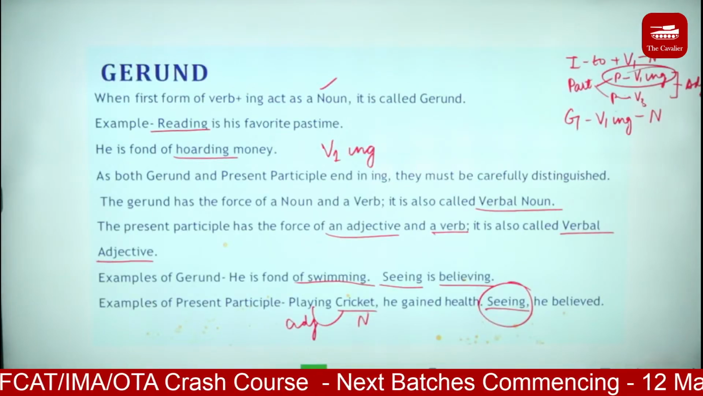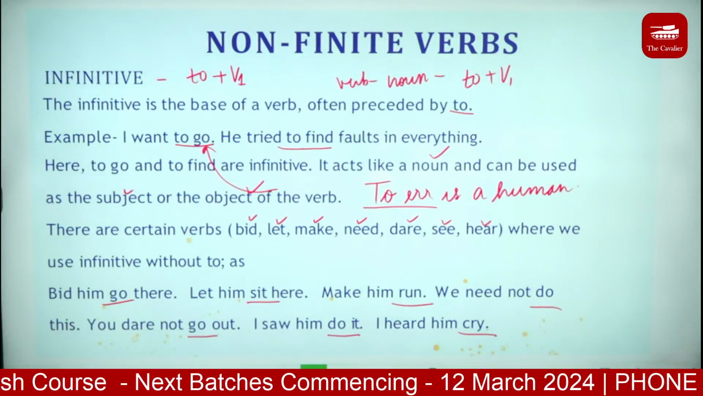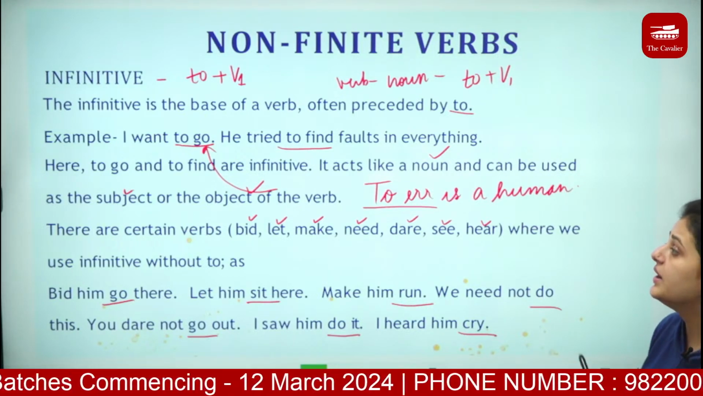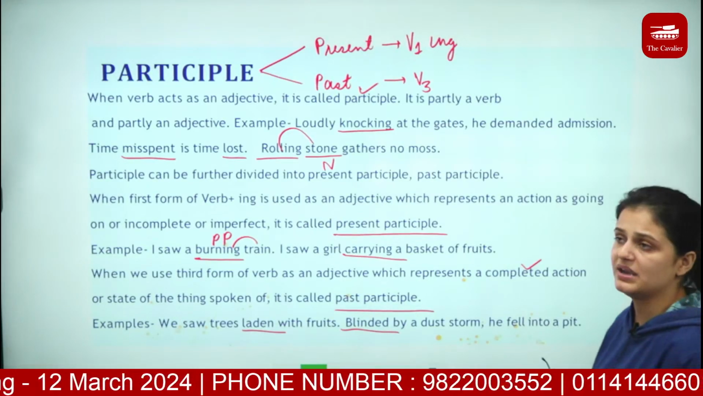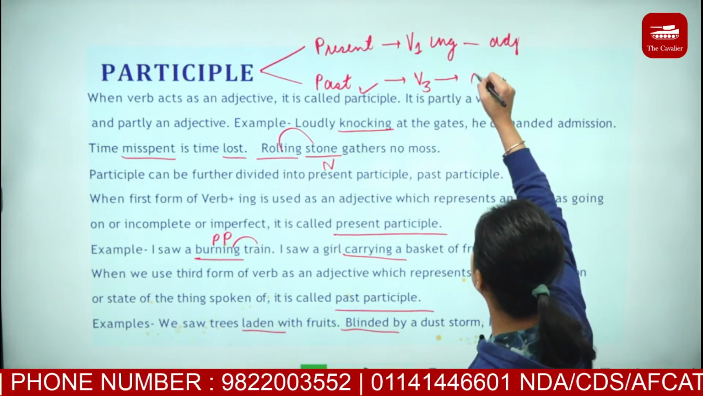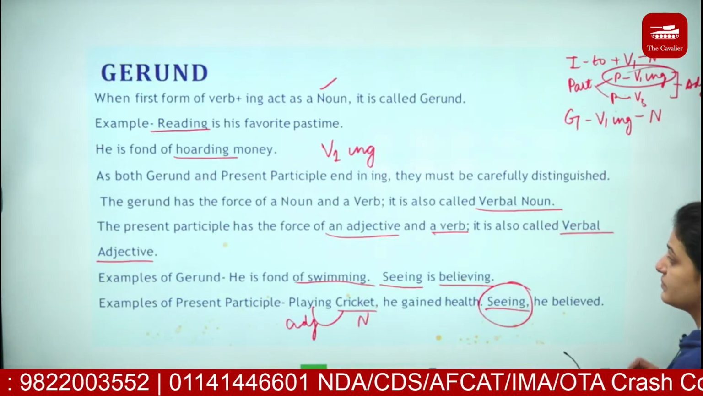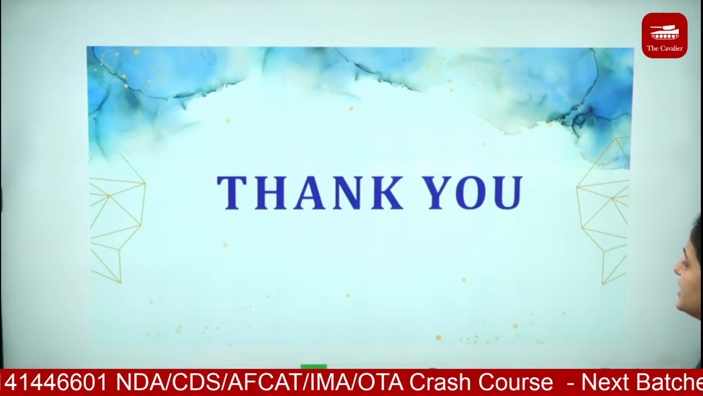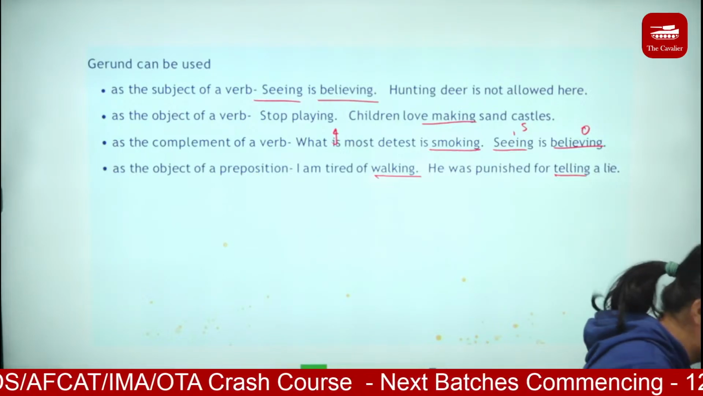Okay, in non-finite verb we see the multifunctionality of the verb. In infinitive we see how 2 plus verb ki first form is acting as a noun. Then in participle we saw how in present participle verb ki first form and ing is acting as an adjective and verb ki third form is acting as an adjective qualifying a noun. Then in gerund also we saw how verb ki first form and ing acts as a noun. Now there are certain questions that came in your previous year paper.